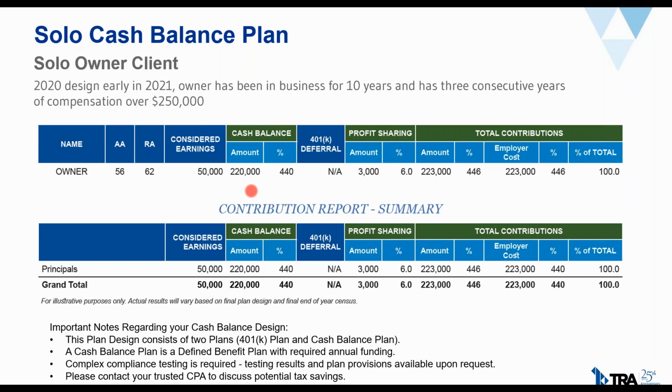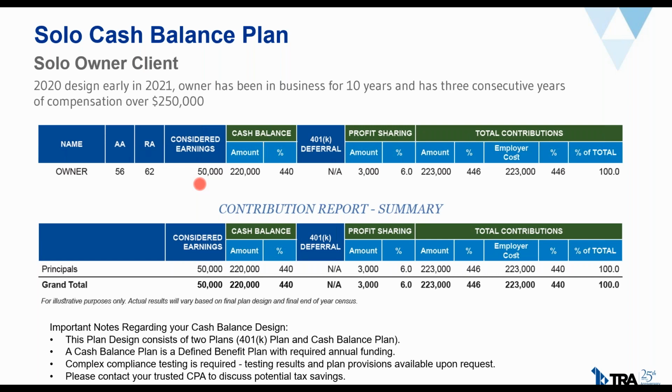So we're allowed to design the plan as if they have $250,000 of compensation and they've been in business for over 10 years. What happened this year to make the considered earnings $50,000 was that they converted to an S corporation, and so basically above the $50,000 is going to be S corporation profits. So they still have additional income beyond the $50,000.